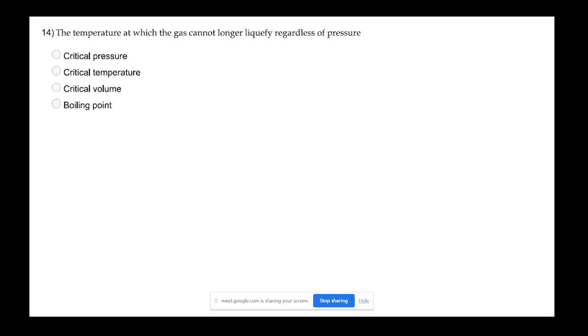Next question is, the temperature at which the gas can no longer liquefy regardless of pressure is, like I just told you the definition of critical temperature. So it is nothing but critical temperature.